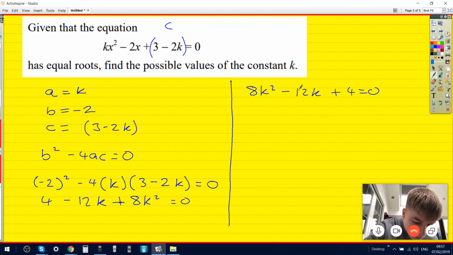I'd try to get a better calculator, like an A-level calculator, because then you can just solve them with your calculator. But okay, yeah. No, I'm struggling a bit. What might help is you can divide everything by 4. Oh yeah. 2k squared minus 3k.